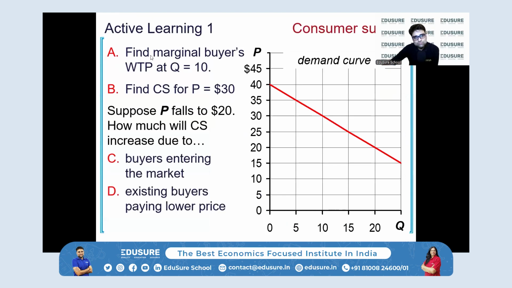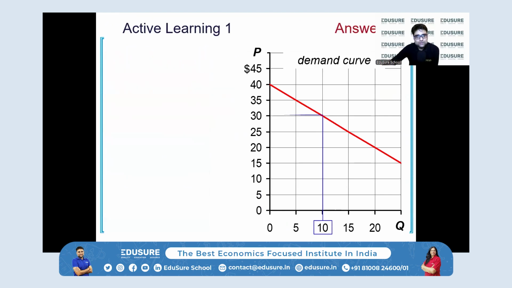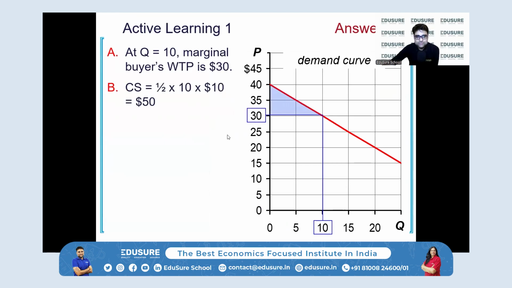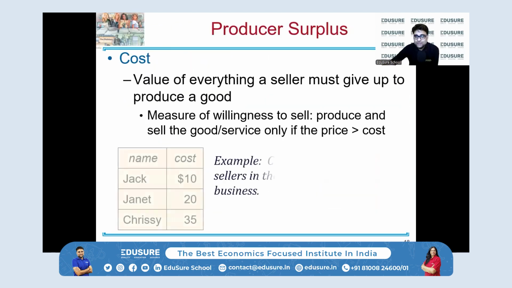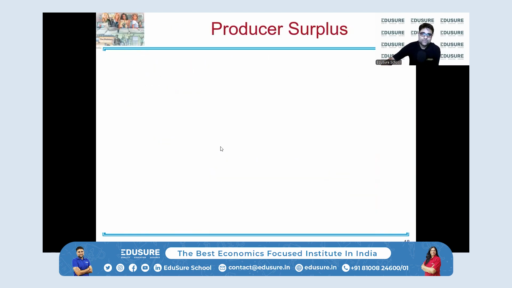So Q is equal to 10, I get P is equal to 30. This is my consumer surplus. Price falls down to 20. Quantity increases to 20. Now, what is the consumer surplus? Now the consumer surplus increases.